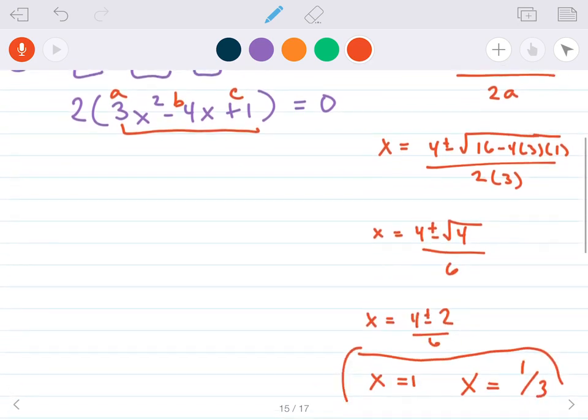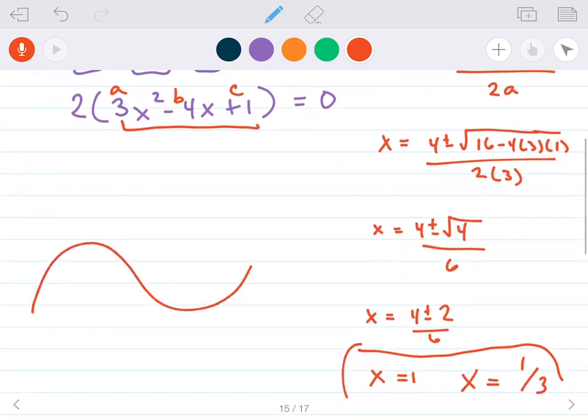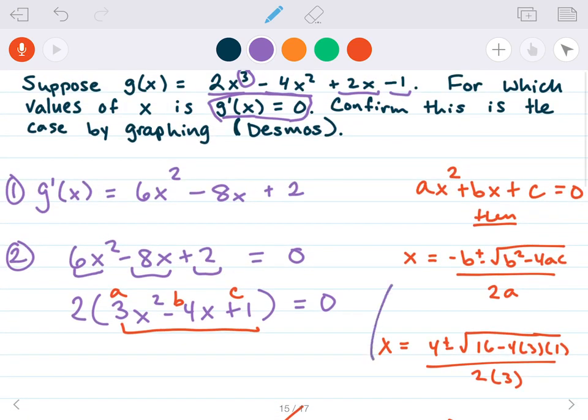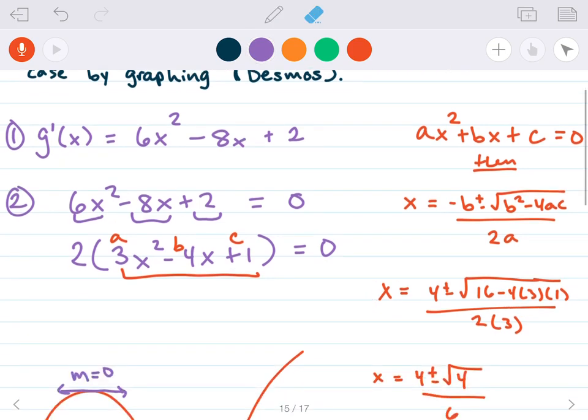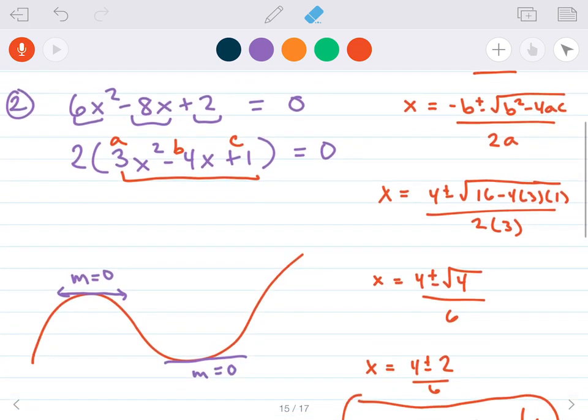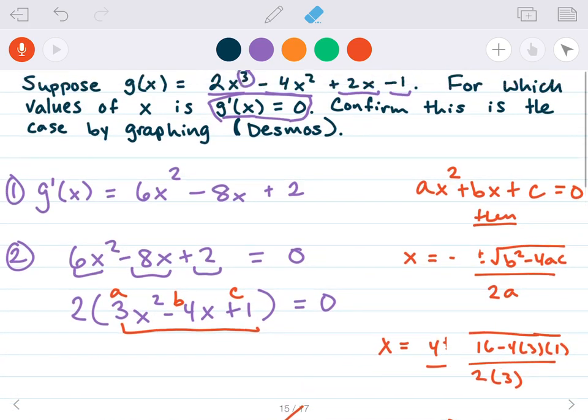Now remember, on a function, the derivative equals 0 at these flat parts, right? The derivative equals 0 at these flat parts. So let's check Desmos and see if we're correct. And remember, we're looking at the original function. Like the original function that they gave us, they're telling us that the derivative at the points on the function, 1 and 1/3, should be flat. All right, so let's check it out.